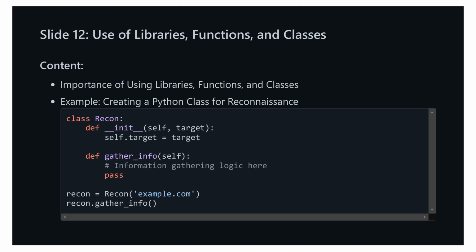In the previous section, we discussed logic constructs with a focus on arithmetic operators such as addition, subtraction, multiplication, and division. We explored a practical example of performing basic arithmetic calculations using Python code. Moving forward, in this slide, we'll delve into the use of libraries, functions, and classes. Understanding the importance of these components is crucial for developing more sophisticated and modular code.